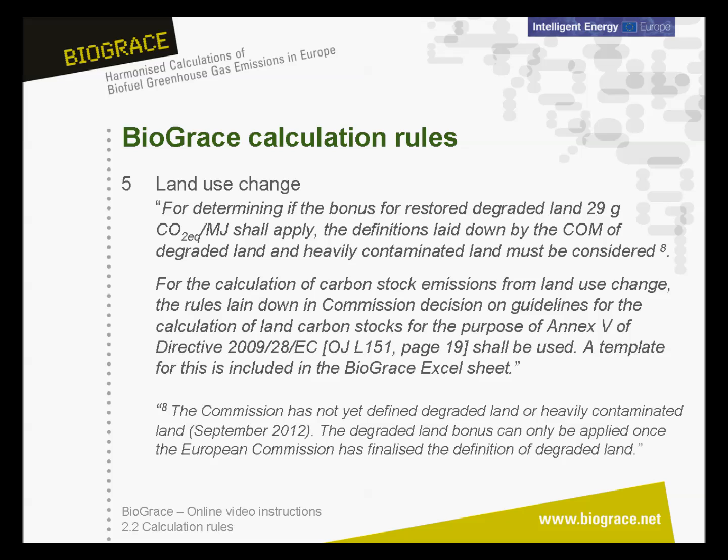Finally, calculation rule 5 is on land use change. It states that the bonus for restored degraded land and heavily contaminated land can only be used if the Commission has defined these terms, which so far, it is now early August 2013, was not done. The calculation rule also states that, for the calculation of carbon stock emissions from land use change, the rules laid down in the Commission decision on guidelines for the calculation of land carbon stocks shall be used. A template for this is included in the BioGrace Excel sheet. The calculation of land use change and of improved agricultural management will be explained in a further video instruction.